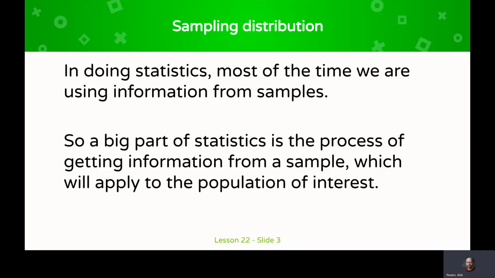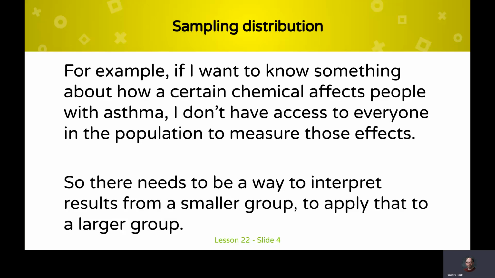In doing statistics, most of the time we are using information from samples. So a big part of statistics is the process of getting information from a sample, which will apply to the population of interest. For example, if I want to know something about how a certain chemical affects people with asthma, I don't have access to everyone in the population to measure those effects. So there needs to be a way to interpret results from a smaller group to apply that to a larger group.